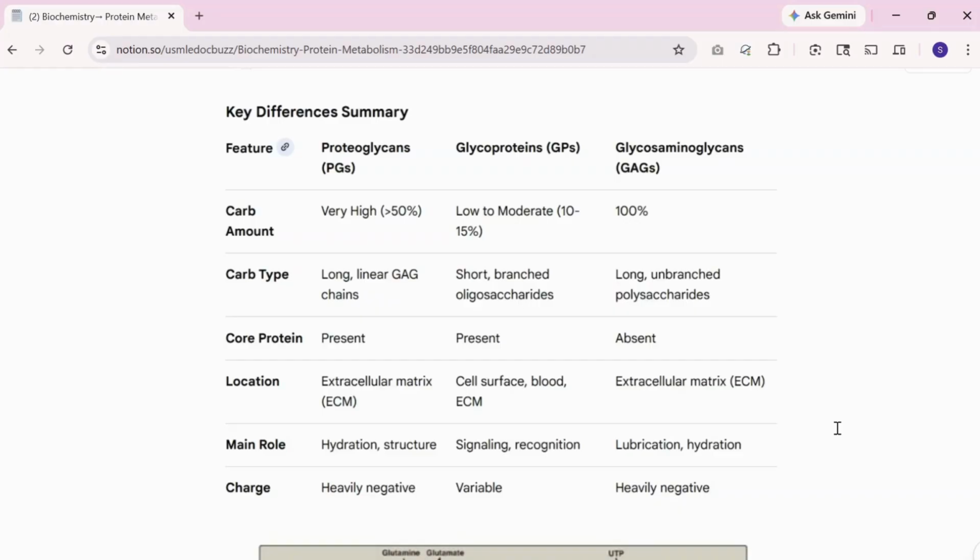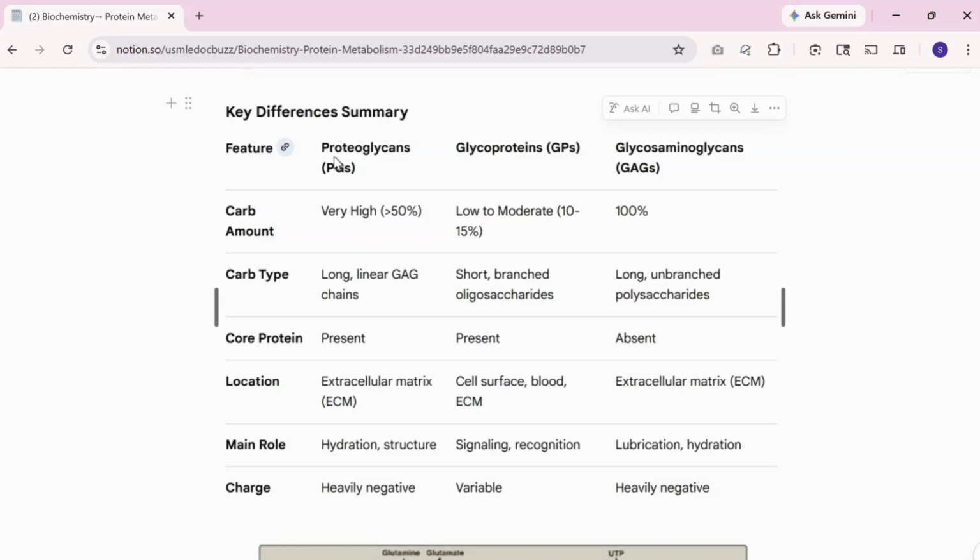I want you to focus on proteoglycans, right? Proteoglycans, right? You see, proteo is the amino part, glycans is the carb part, right? Very high amounts of carbohydrates are found in proteoglycans. Okay. Now, proteoglycans have a special type of carbohydrate, which is called glycosaminoglycans, right?